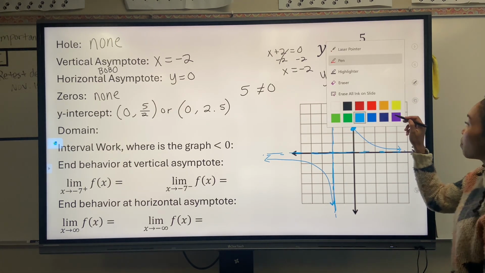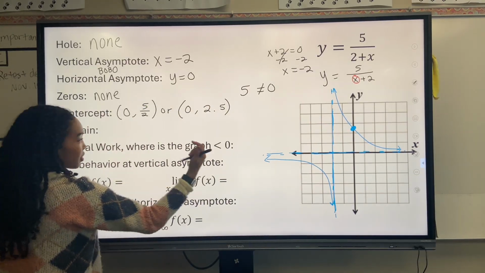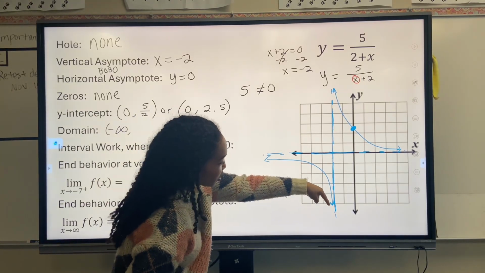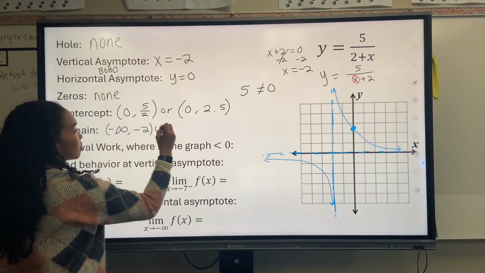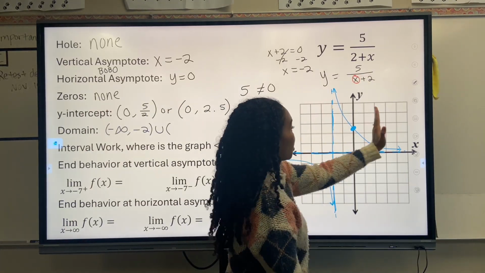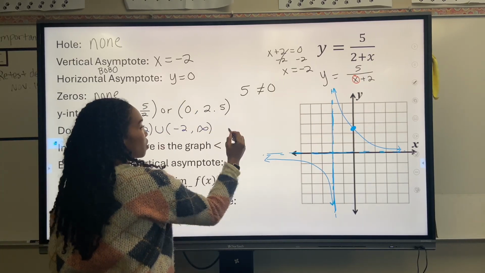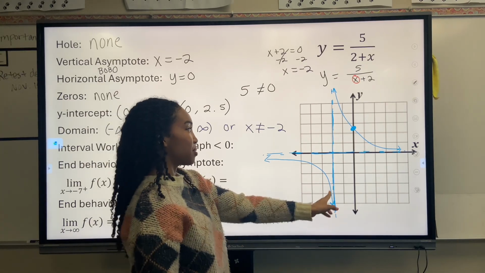Let's talk about the domain. Your domain, it goes to the left forever, so that's negative infinity. And if you follow the line, it gets close to this asymptote. That's at negative 2. Then it continues over here. Starts at negative 2, and it goes on forever. Negative 2, and then forever. Or you can just write x cannot be negative 2, because there's a vertical asymptote there.